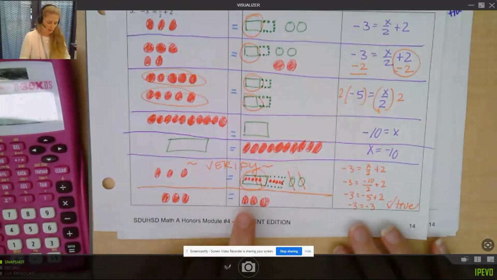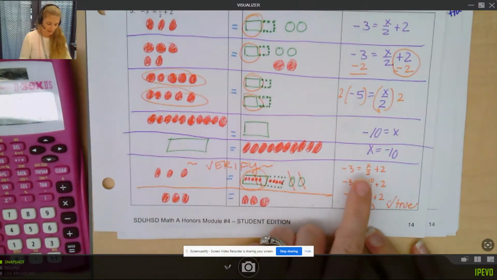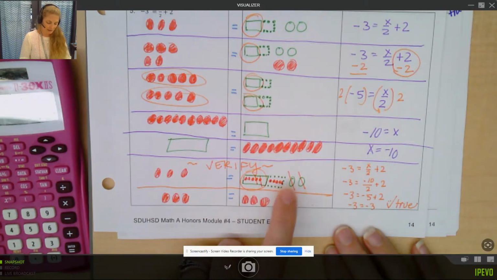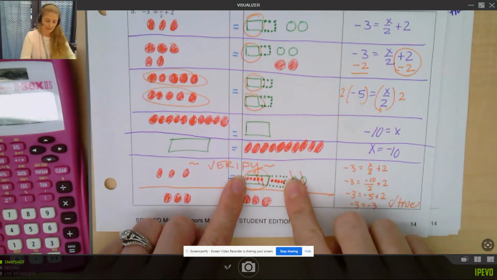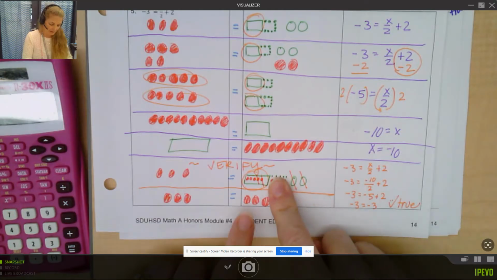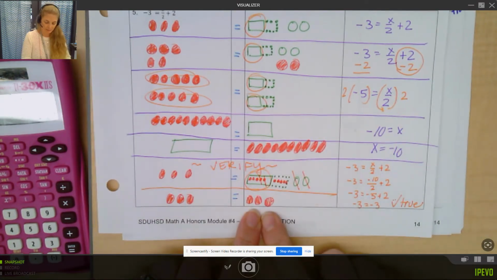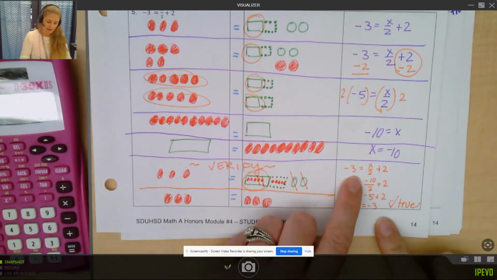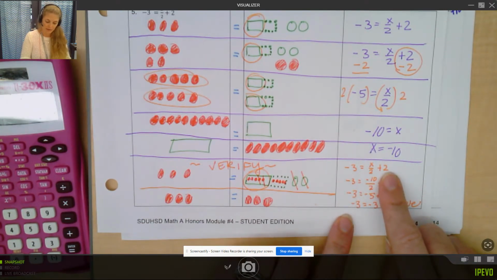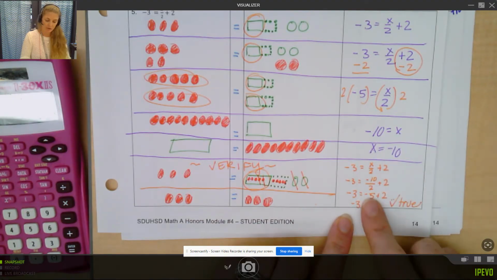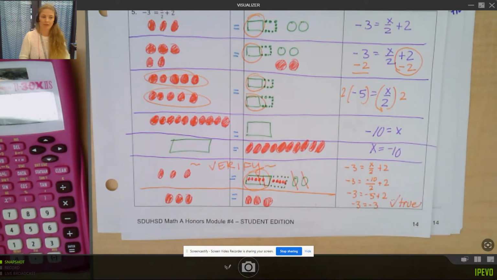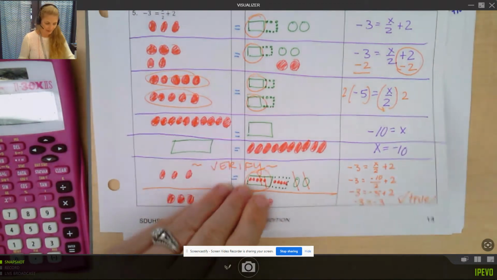So if you take a look with the model, substituting in -10, notice -10 is the whole x, so I only want to take half of it, which would be 5, and -5 plus 2 gets you -3. Here, using the equation, -3 is equal to x over 2 plus 2. -3 is equal to -10 over 2 plus 2. -10 over 2 is -5, and -5 plus 2 is -3, and -3 equals -3. So you know you got it right.